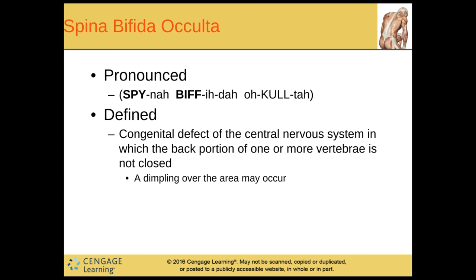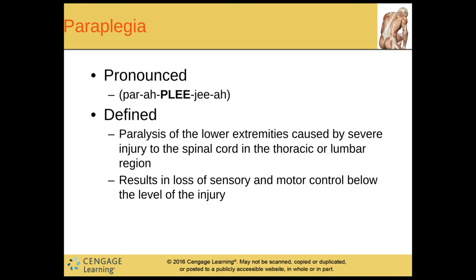Then we have spina bifida occulta. This is a congenital defect of the central nervous system in which the back portion of one or more vertebrae is not closed, and it can cause a dimpling over the area of the back, but it's closed. So in spina bifida, the one we talked about before, it's usually an opening in the skin. The occulta one is closed, so there's no opening of the skin.